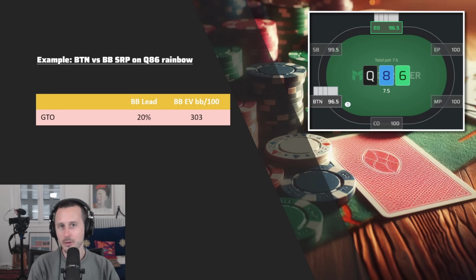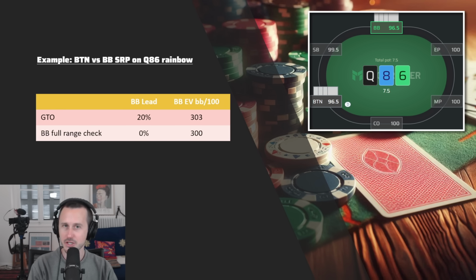A 20% leading range is something that a lot of people will not incorporate into their strategy. If they are in the big blind and they have the option to lead out or check, most of the time they will just check with their entire range. So the big blind is checking his entire range. In that scenario, the big blind is winning 300 big blinds per 100. So he's only losing 3 big blinds per 100 by not having to incorporate that leading range. And incorporating a 20% leading range is a challenge, right?